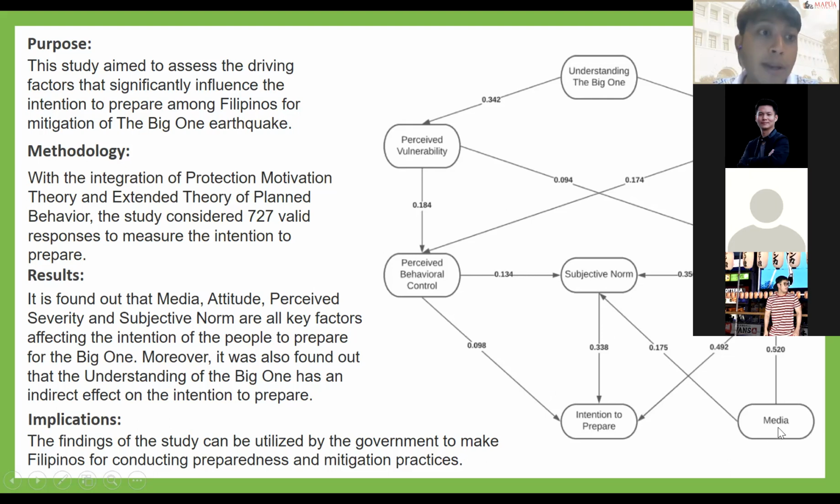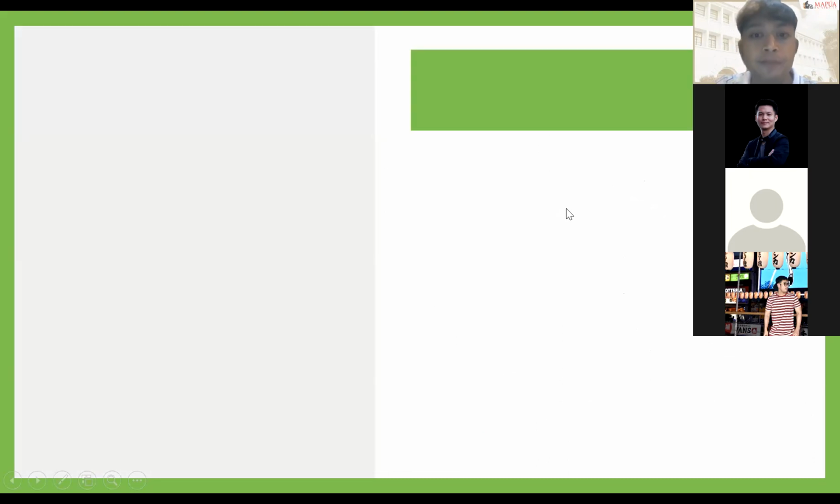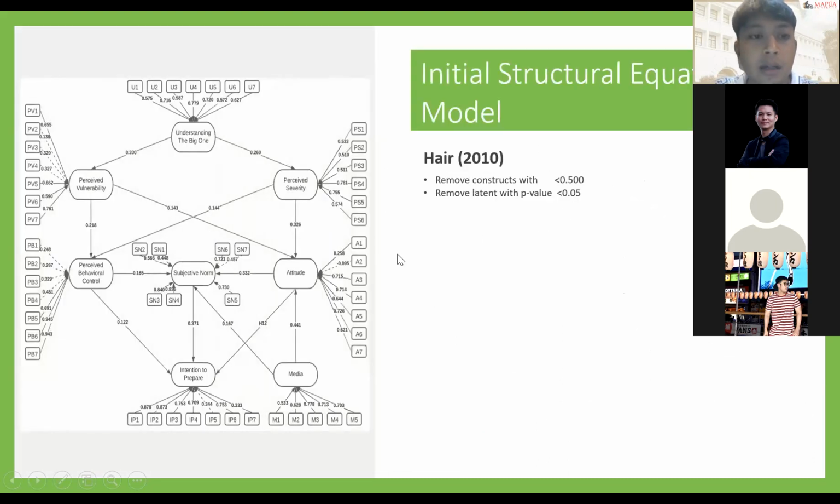Why do you have media? Yeah, why not? Media is always posting that the big one will hit the Philippines. Okay, so this is actually the model.